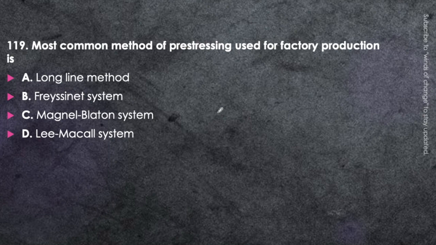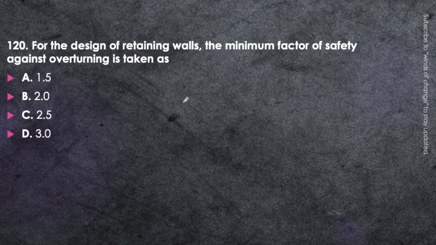Next question. Most common method of pre-stressing used for factory production is long line method, Freyssinet system, Magnel-Blaton system, or Lee-McCall system. Just think about it. The most common method of pre-stressing used for factory production is the long line method, or the Hoyer system. For mass scale work, we use the long line method. Memorize it. Next question.